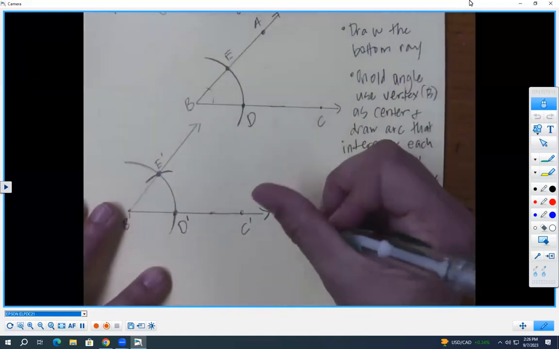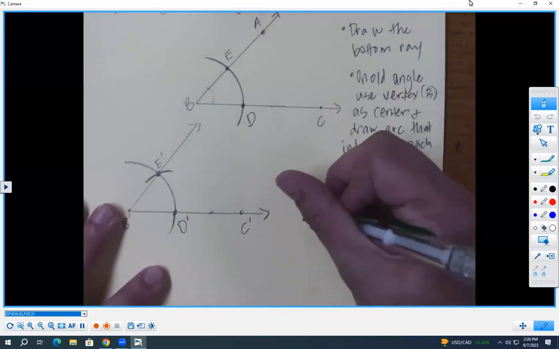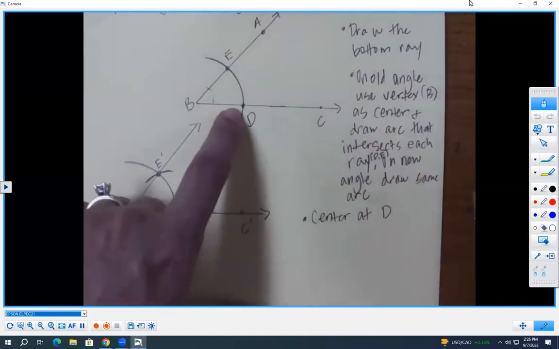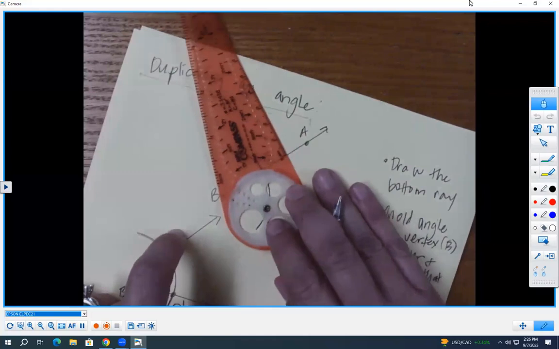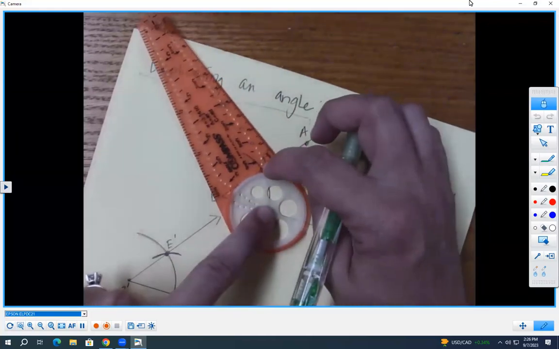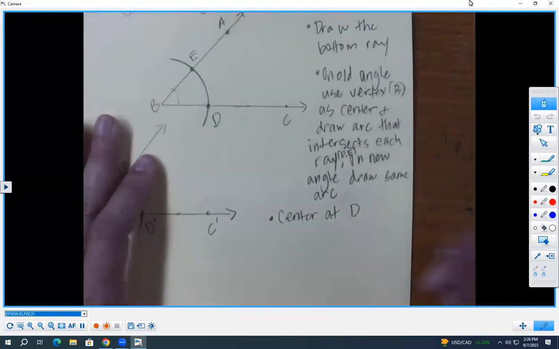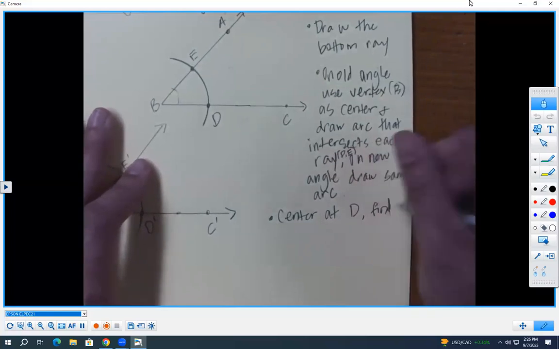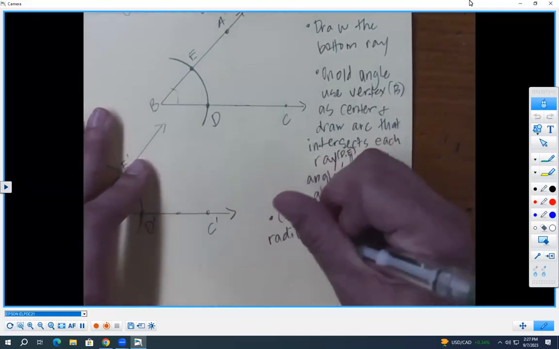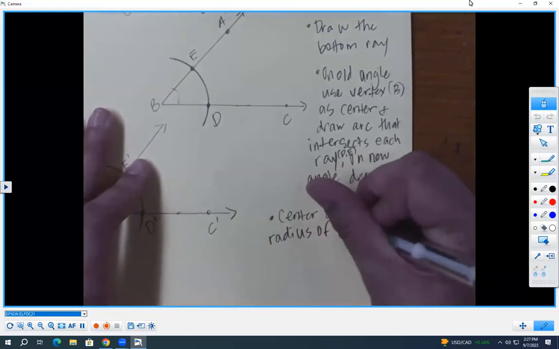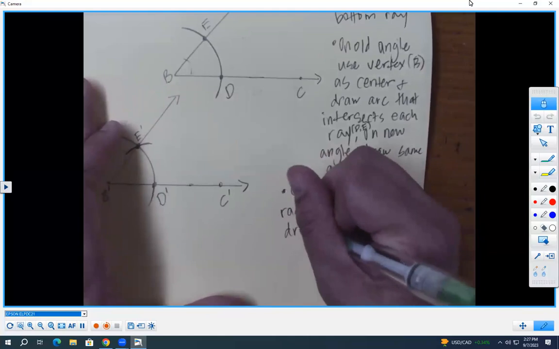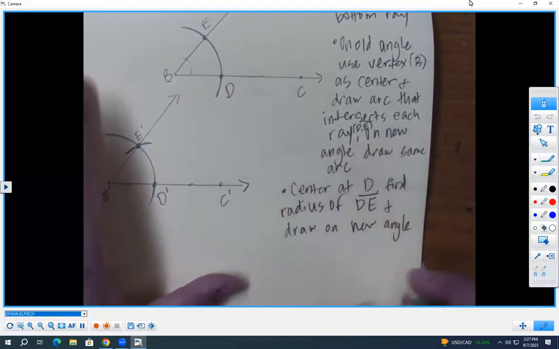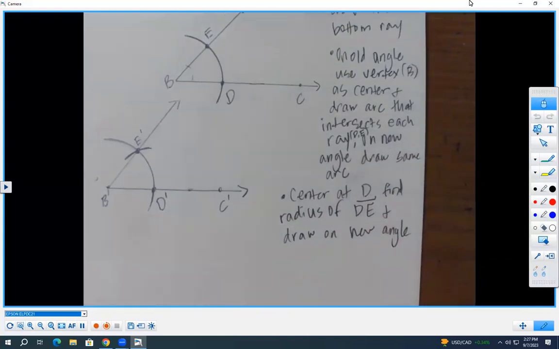And then now that we have those points of intersection, I center at D. So I put the center at D and find the spot on the compass that makes the other point. So I'm gonna find the radius of DE and draw on new angle. And where they intersect will be the point.